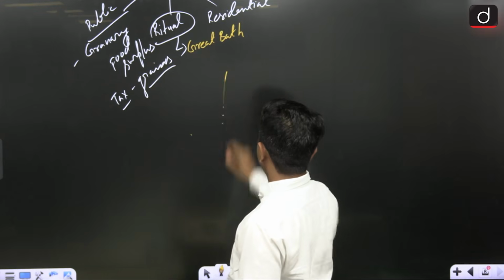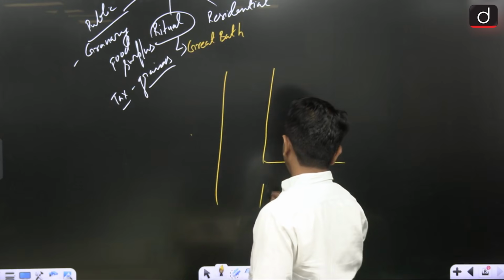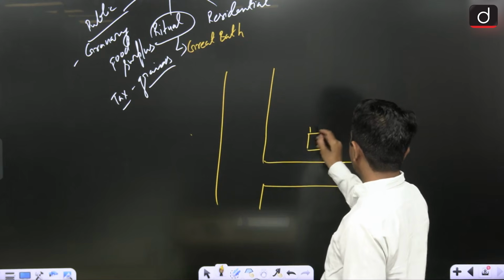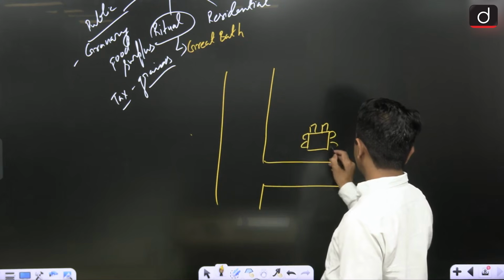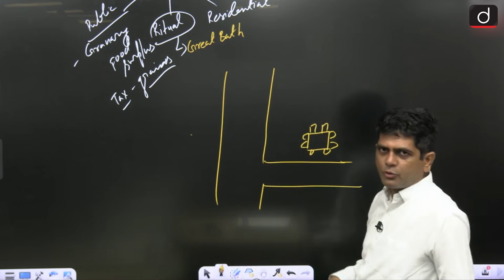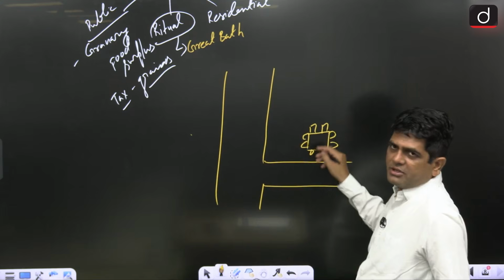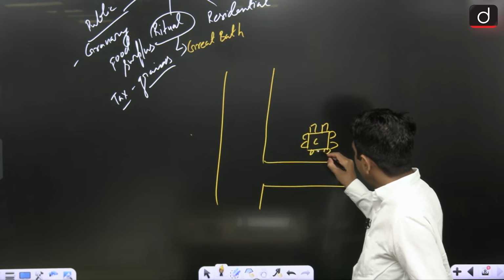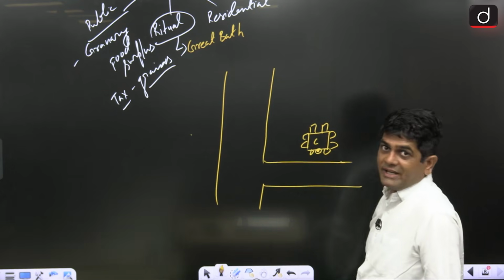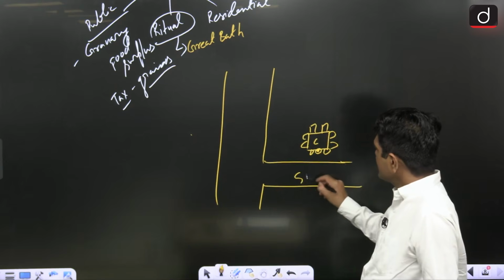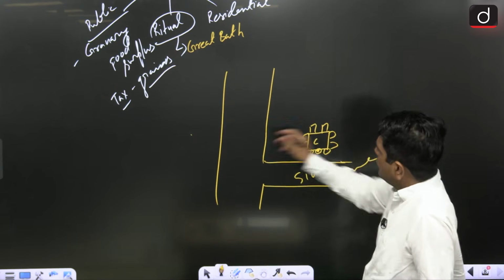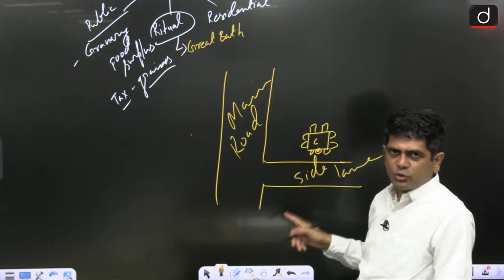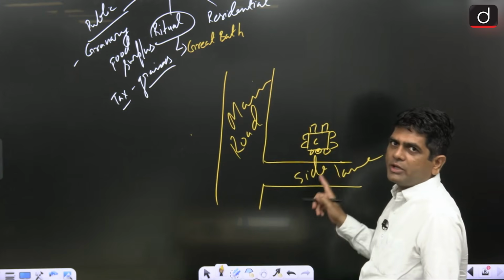Then coming on to the residential building. Suppose this is the main road, then we have the sub road. Normally the rooms of the residential buildings are built around a central courtyard, and the entry gate of the residential building always opened onto the side lane, not onto the main road.